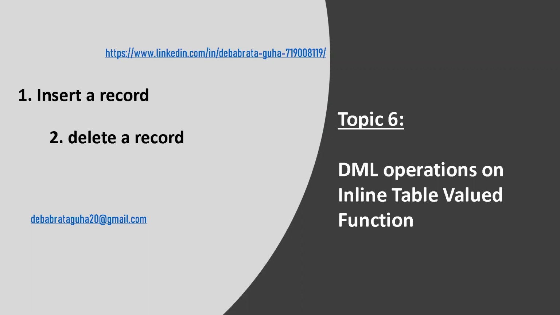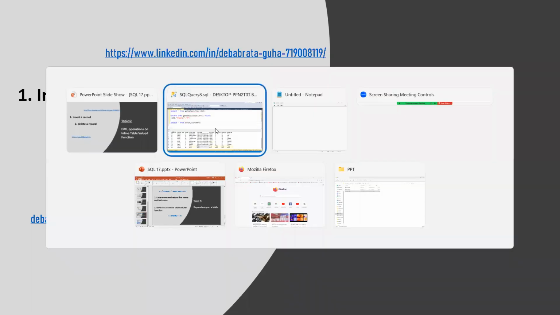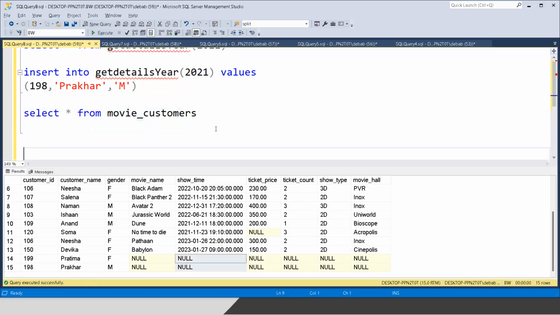But now if it comes to deleting a record, how does it behave? Let me show you. If I try to delete something, first I will try to delete Pratima's record, that is 199.